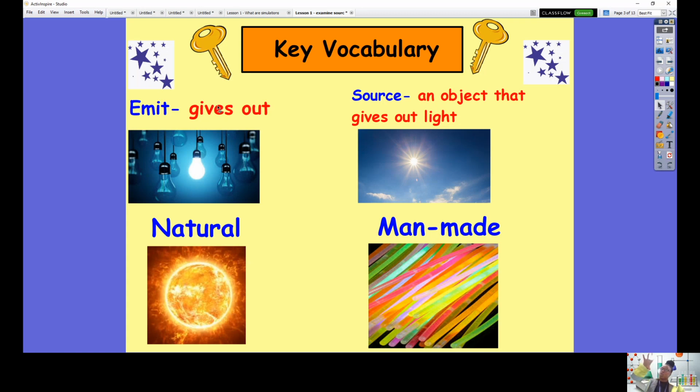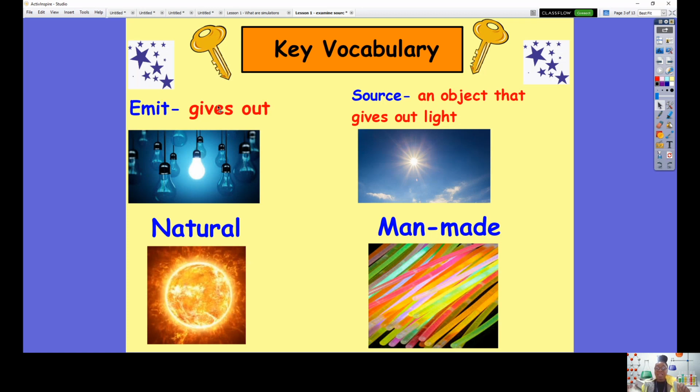Source. Your turn. Fantastic. Source. A source is an object that gives out light. For example, the sun is a source. A light bulb is a source. All of these objects give out light. Okay?